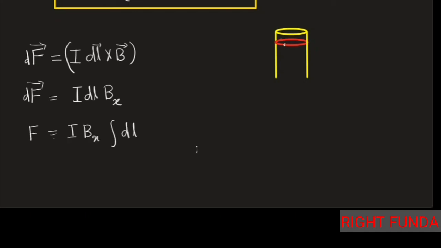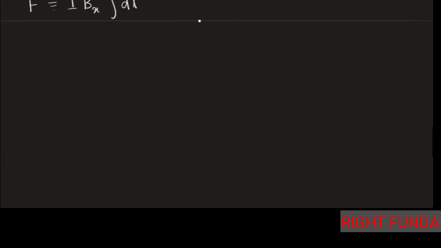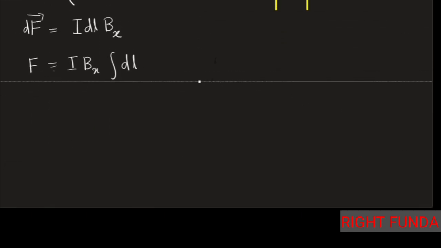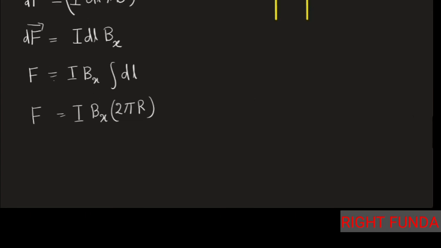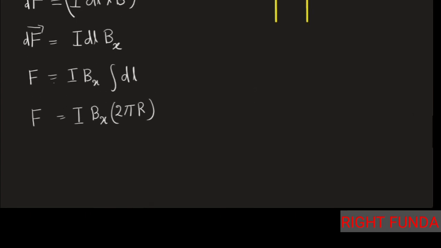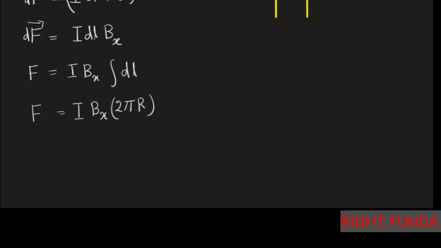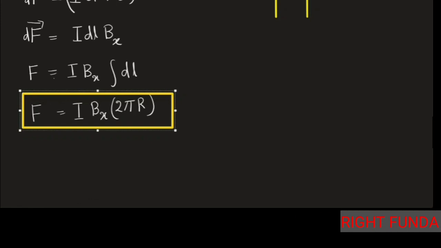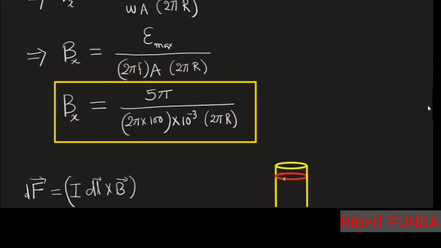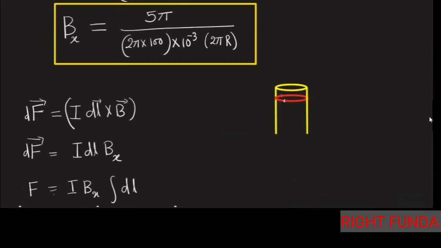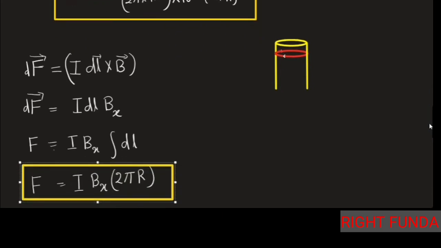This net force can be calculated by integrating the small infinitesimal force. Again, I is a constant quantity, Bx is a constant quantity. I integrate dl, and the integration of dl over the whole ring will be equal to 2 pi r, so the force is I Bx into 2 pi r. I is given to us, Bx I have calculated, and 2 pi r is a quantity there again. So if I substitute the value I equal to 200 milliampere, and the Bx we have calculated, and 2 pi r there.